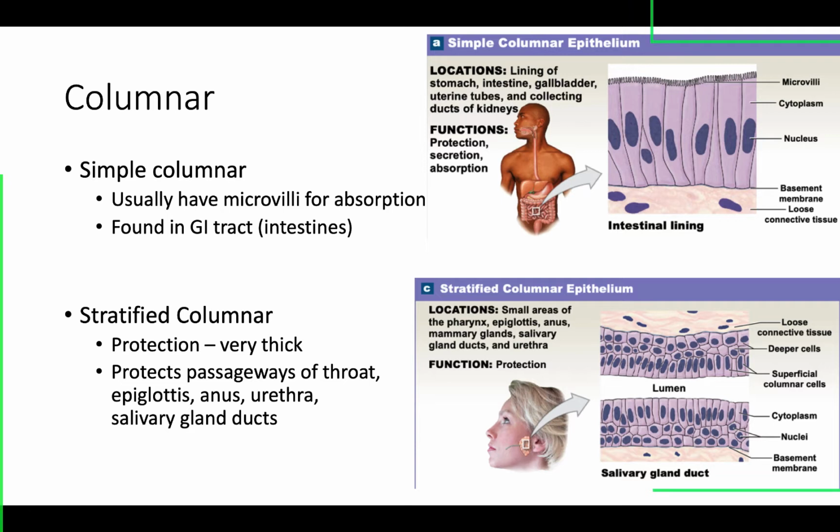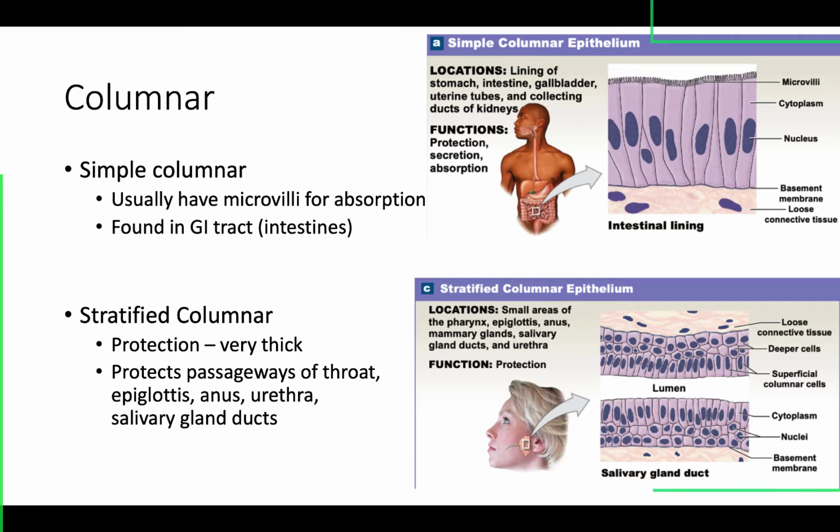So where would we find that, do you think, in the body? Where do we absorb things? In the intestines, in the digestive system, right? So that's where we're going to find simple columnar, in the intestines, okay? Then there's stratified columnar. Stratified columnar, that's several layers, so this is protection again.